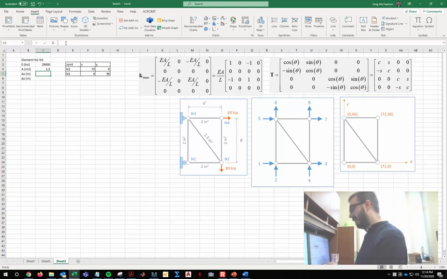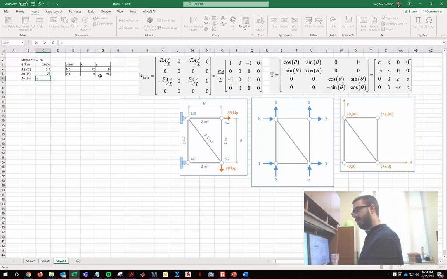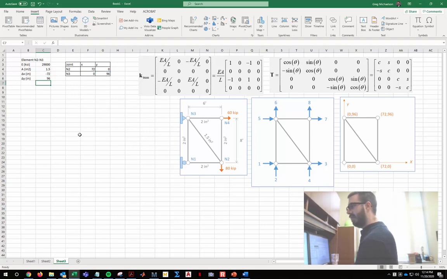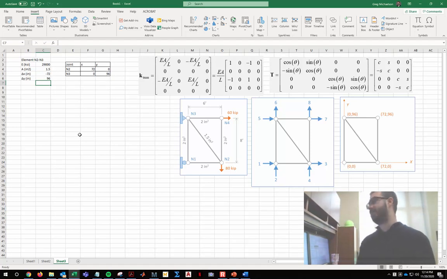Okay, so delta X will take the higher minus the lower. So the higher number joint minus the lower number joint. So change in X is negative 72, change in Y is positive 96. But just look at the truss. If I start at joint 2 and I move to joint 3, I go up along the Y axis, but I go left along the X axis. So I think that's pretty straightforward.